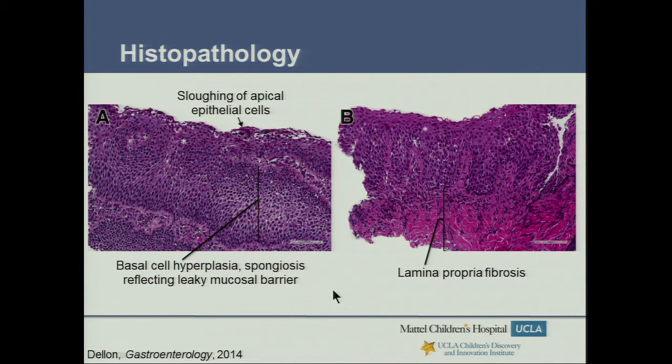Here's a couple more images of what we see in biopsies of patients with EoE. Again, you see the sloughing of the apical epithelial cells, and you see hyperplasia of the basal cell layer. You can also appreciate some spongiosis here. There's increased space in between these epithelial cells, reflective of the leaky mucosal barrier. And on deeper biopsies, you can see that there's fibrosis that develops in the lamina propria. And these are the patients that unfortunately go on to develop fibrostenotic disease.